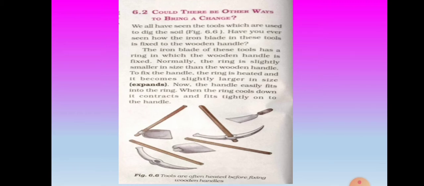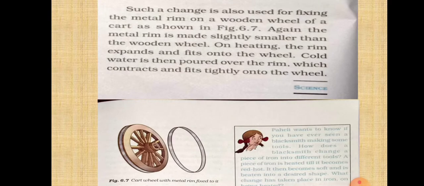Another example we have is of a cartwheel with a metal rim fixed on it. Such a change is also used for fixing the metal rim on the wooden wheel of a cart, as shown in figure 6.7. The same process is there for fixing the metal rim on a wooden wheel. Again, the metal rim is made slightly smaller than the wooden wheel. On heating, the rim expands and fits onto the wheel. Cold water is then poured over the rim, which contracts and fits tightly onto the wheel.